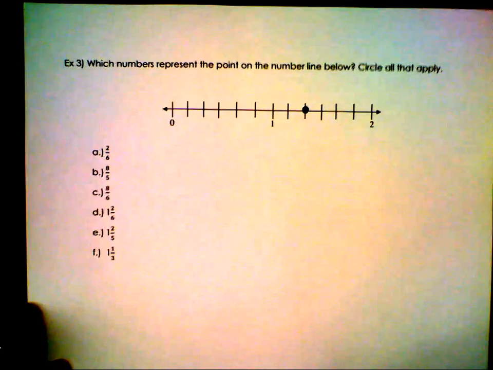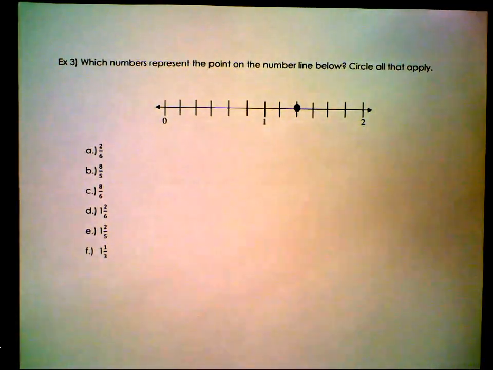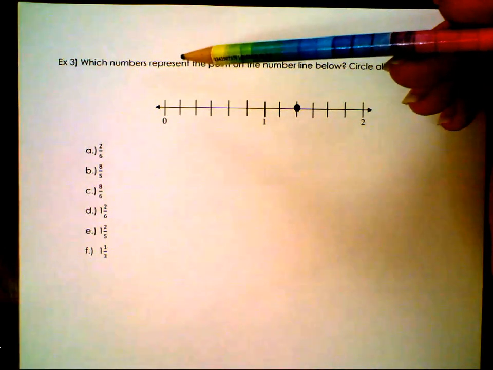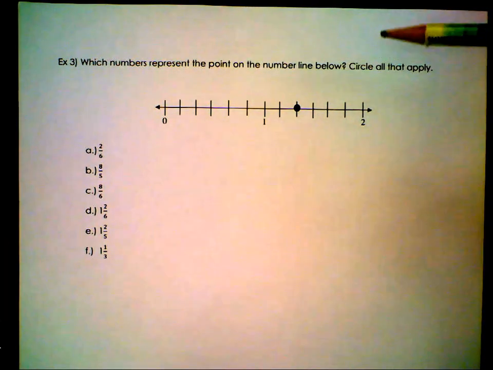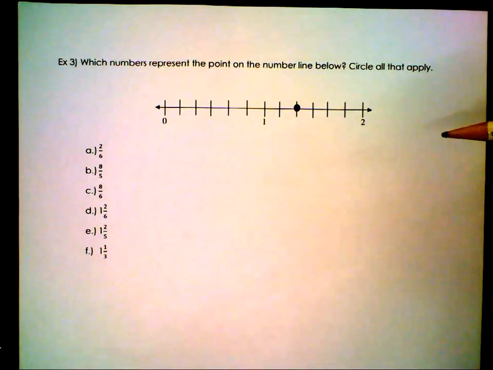This will be our final example, and then you'll be able to work on some practice problems on your own. Here it says, which numbers represent the points on the number line below? Circle all that apply. So this is just like the example we saw in our Think About It earlier in another video.